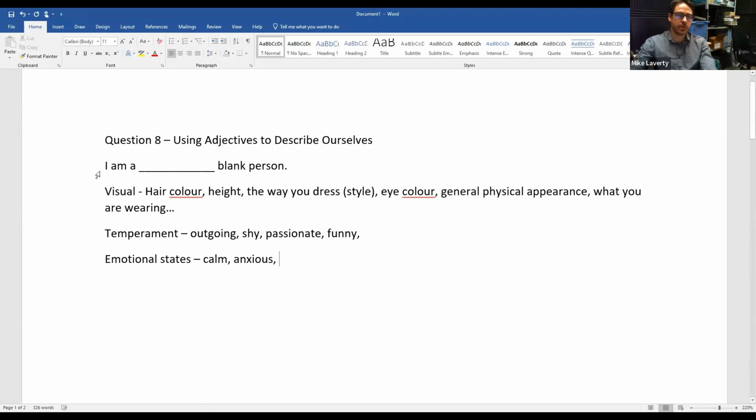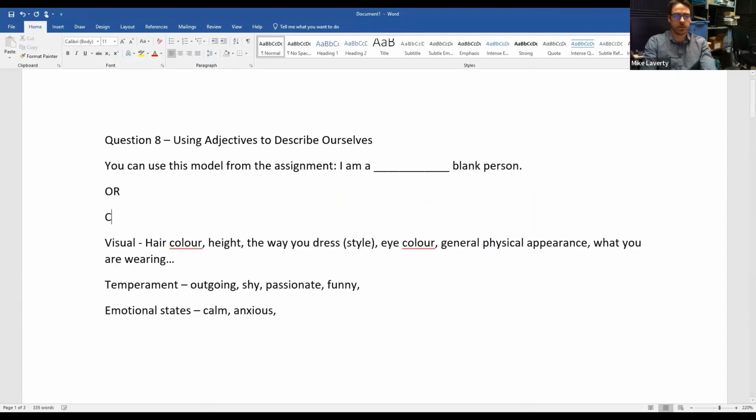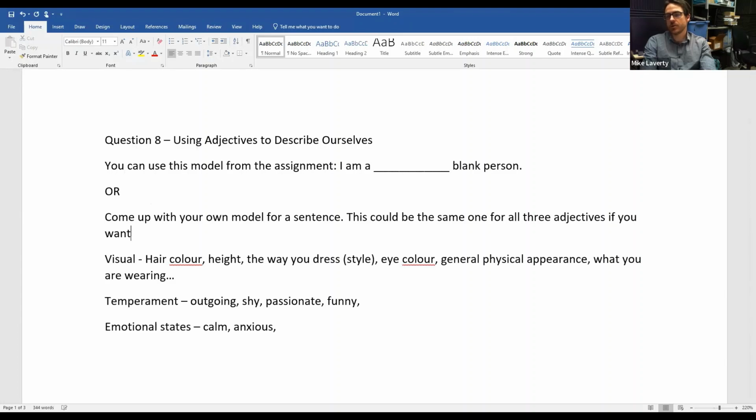So you don't have to, you can use this model from the assignment, or you can come up with your own model for a sentence. And this could be the same one for all three adjectives if you want, or you can go with a different sentence structure for each one. So it's up to you. Whatever you want to do, there's many ways you can do this, and just come up with 3 adjectives.